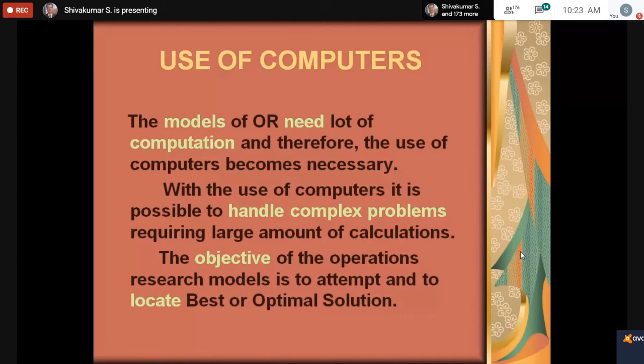The models of OR need a lot of computation, and therefore the use of computers becomes necessary. With computers, it is possible to handle complex problems requiring a large amount of calculation. The objective of operations research models is to attempt to locate the best or optimal solution. I told you that we're trying to get the best solution, or at least the optimal solution. So to handle complex problems, there is a need for computers. The fifth feature of OR is the use of computers.